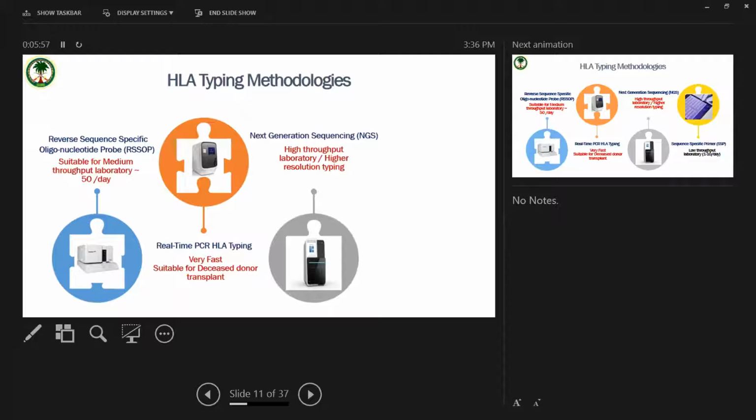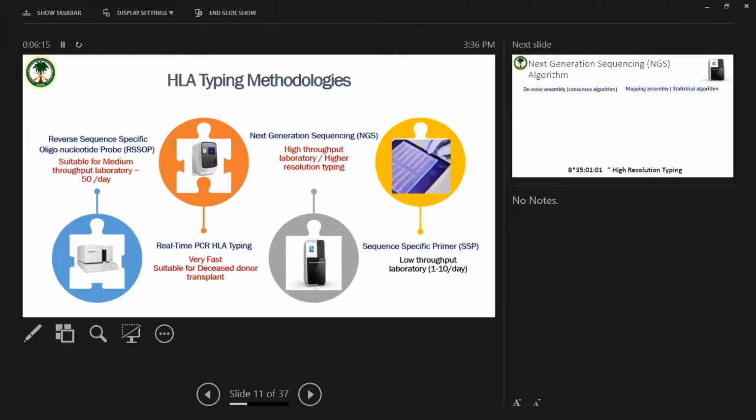The third technique, which has been coming in over the last few years and which most laboratories are now utilizing, is next generation sequencing. This is really an excellent technology with which you can type across the gene. As Dr. Rabab mentioned yesterday, you can sequence from exon 1 to exon 8, and it is for high throughput laboratories with higher resolution output. The fourth technique that can also be used is SSP, sequence specific primer.